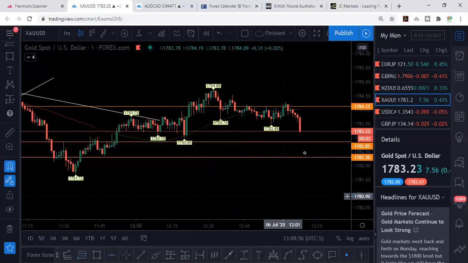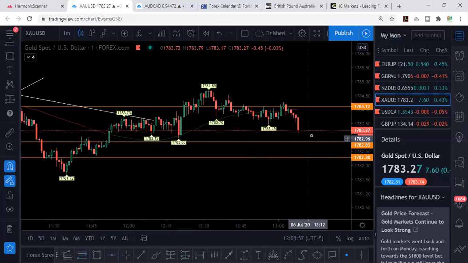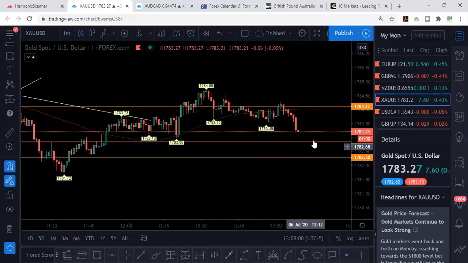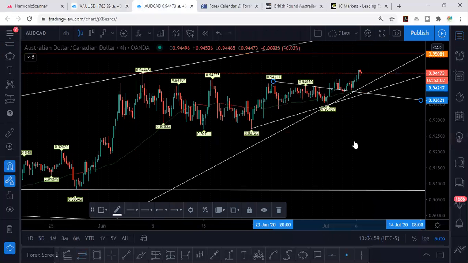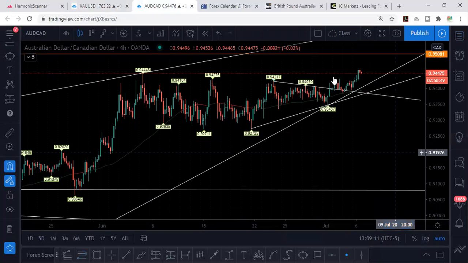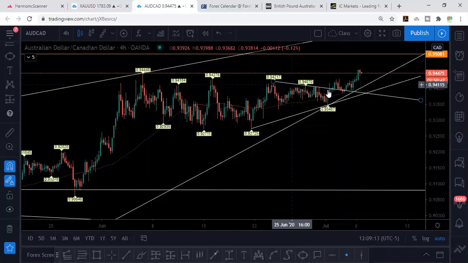So if I want to enter a buy again, I'll be waiting for it to get here, and it'll provide a good entry for buy. That looks okay. But I don't want to watch this. So let's go. Now, we're expecting what happens.